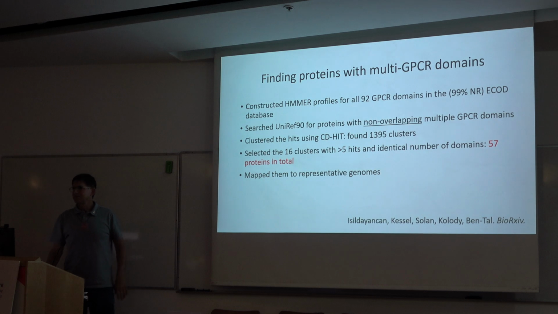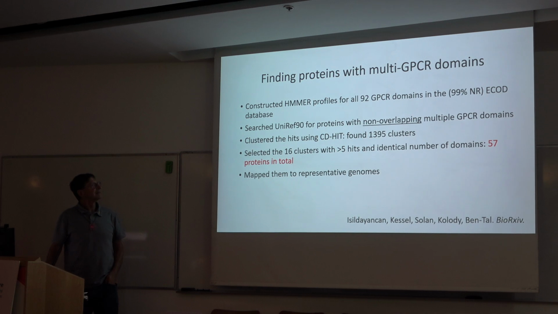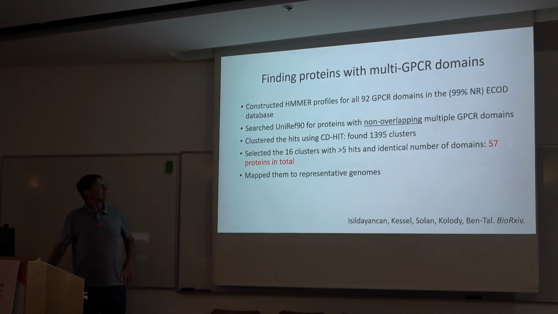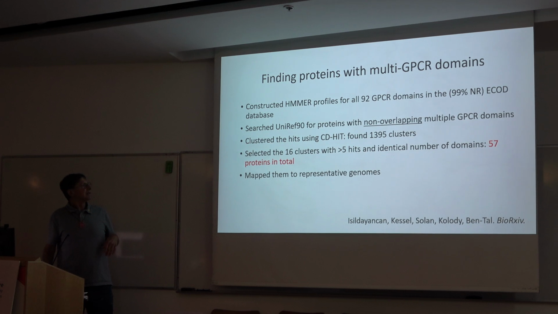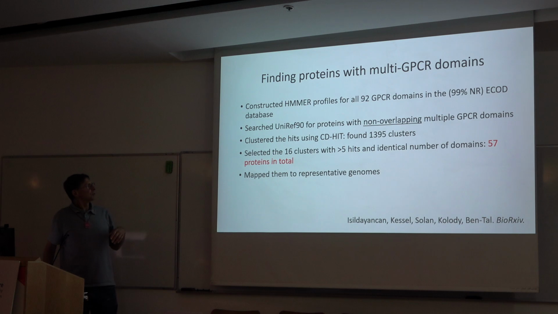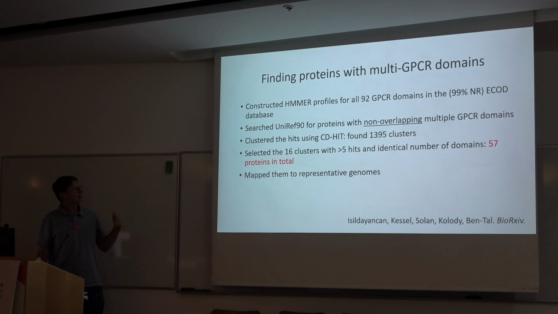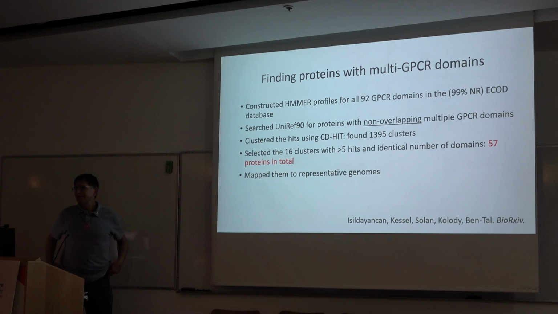So that's a brief explanation of the procedure that we used. We just constructed hidden Markov models of all the 92 GPCR domains that were known at the time, eliminating trivial redundancy. And then we searched the database of proteins, Uniprot 90, for cases with non-overlapping multiple GPCR domains. Then we clustered them and selected 16 clusters with at least 5 hits.